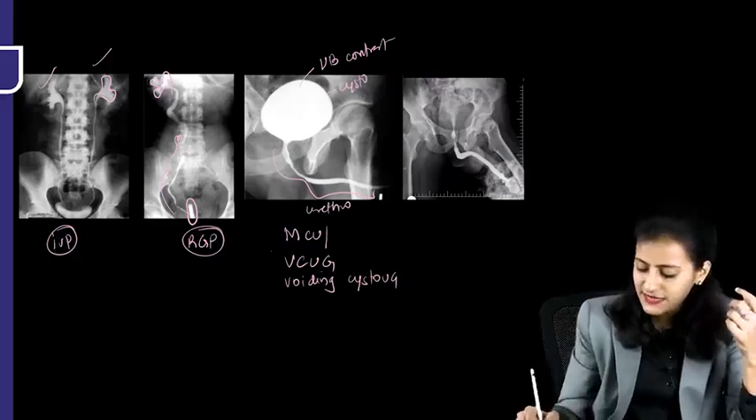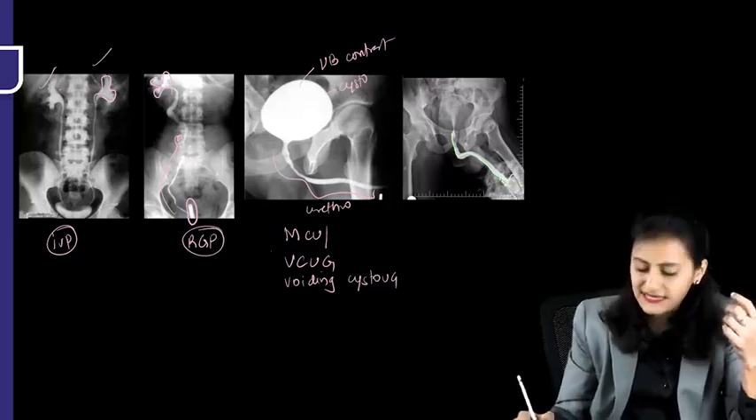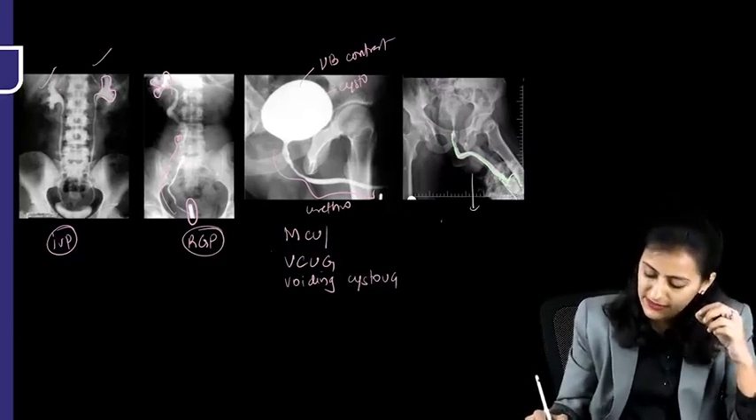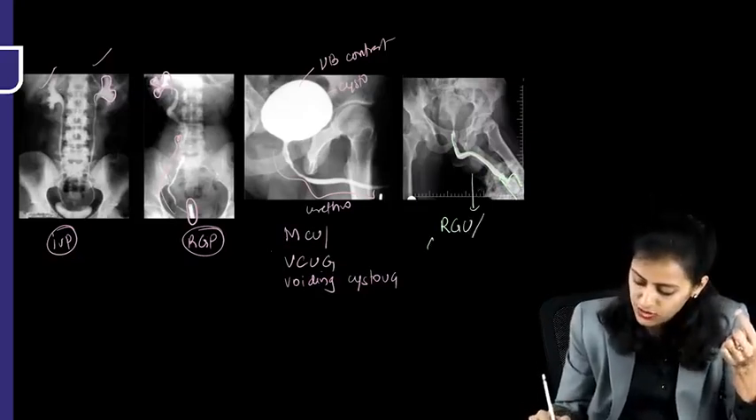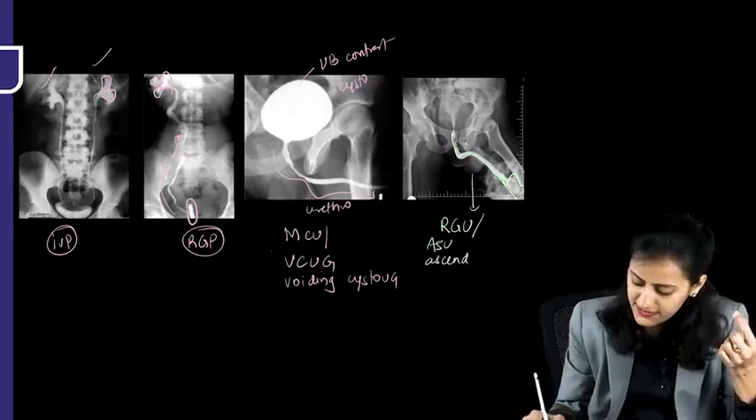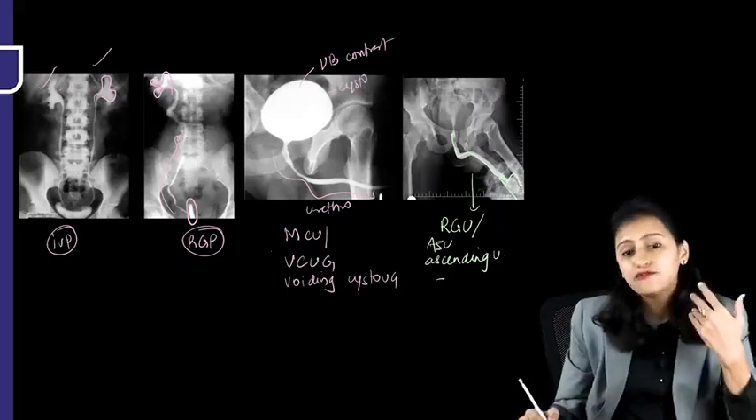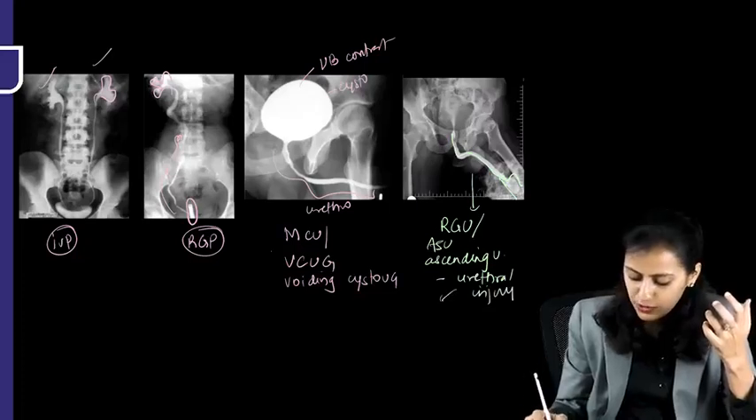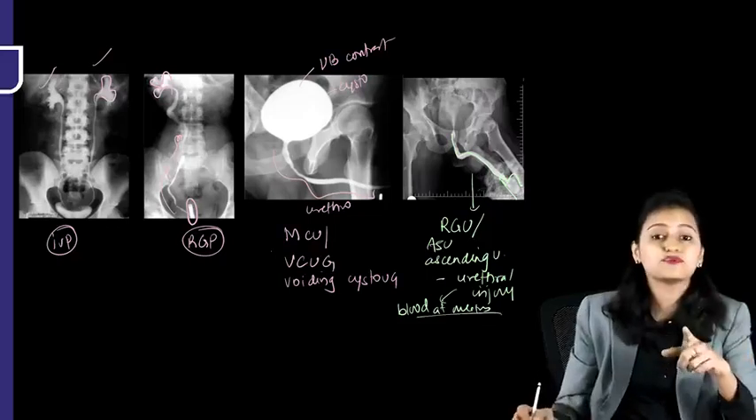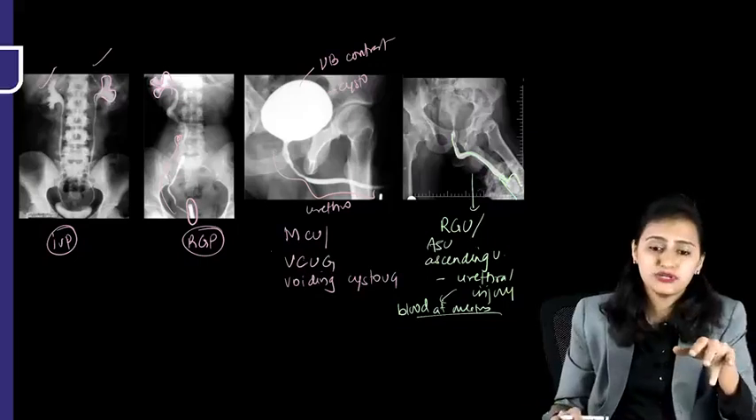Next one, where we see that the contrast is only in the urethra. The cannulation is done at the external urethral meatus. This is an RGU, that is retrograde urethrogram, also called ASU, that is ascending urethrogram, right, which is the investigation of choice for urethral rupture, urethral injury, which is denoted by the blood at the meatus, right? In that case, the investigation that we do is RGU. So these are the contrast X-rays for the urinary tract.